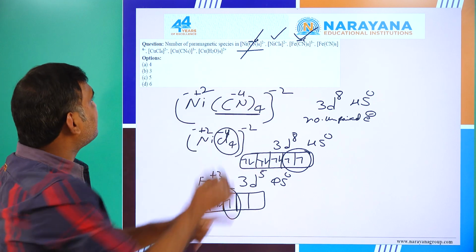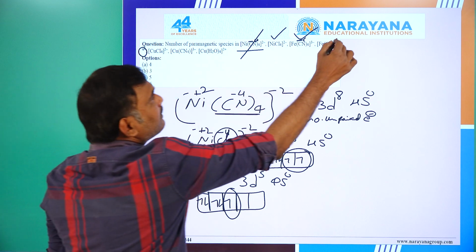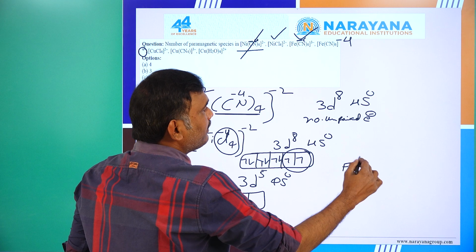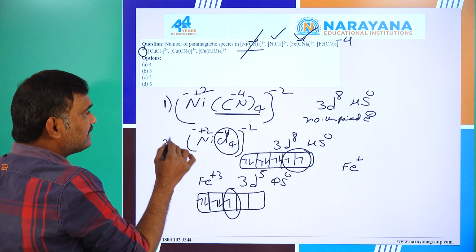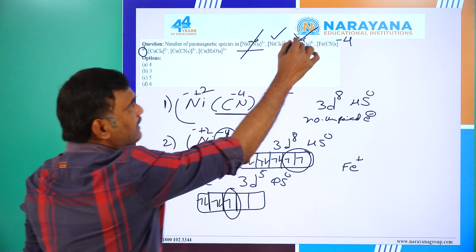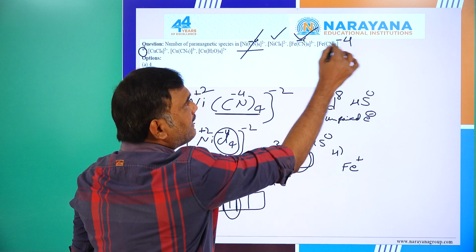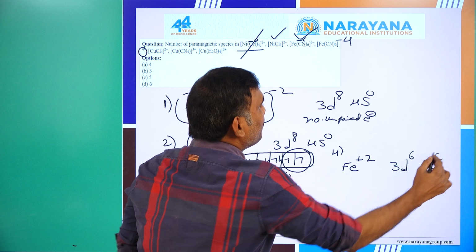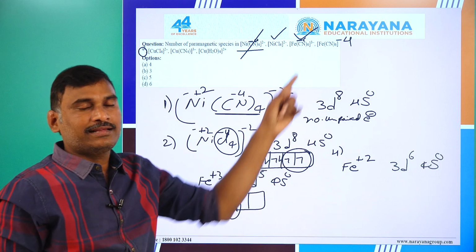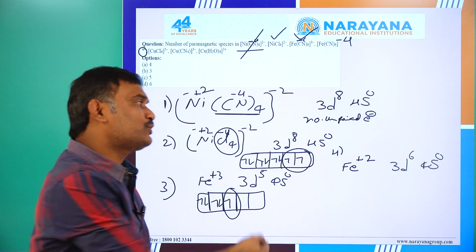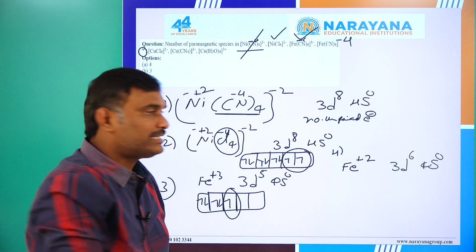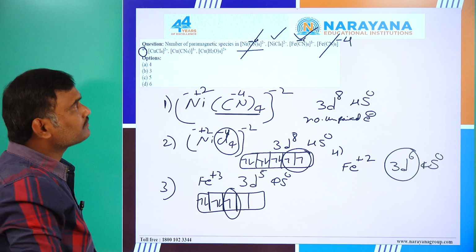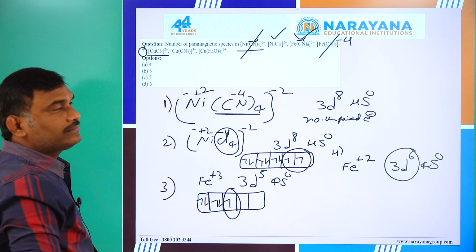If we go for Fe(CN)6 with -4, here is the thing, students. Then iron is +2, that means 3d6 4s0. But here the ligand is a strong field ligand, that's why all electrons get paired. That means no unpaired electron. That's why again diamagnetic.